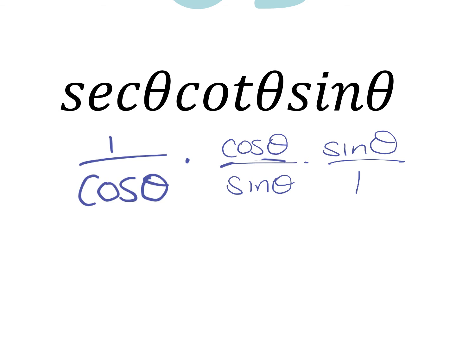But what do we see that we can cancel here? The cosines can cancel, and the sines can cancel. So I'm left with 1 times 1 times 1 over 1 times 1 times 1. This is just 1. Which is as simple as it gets.